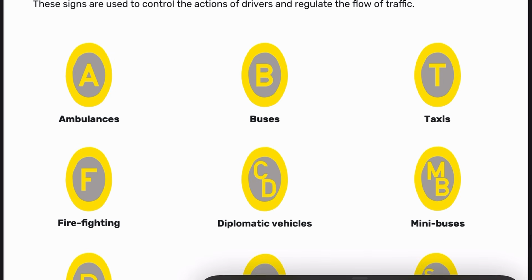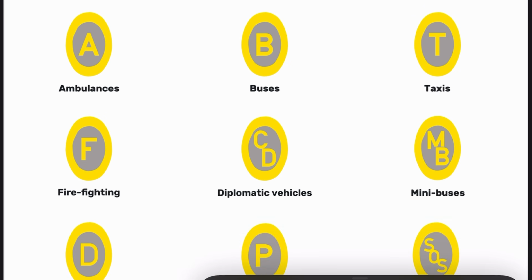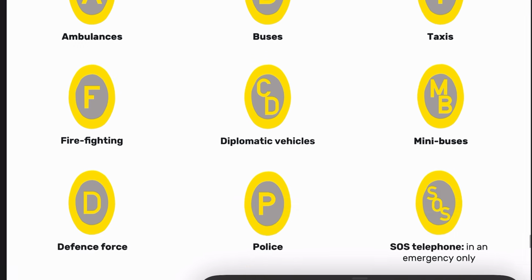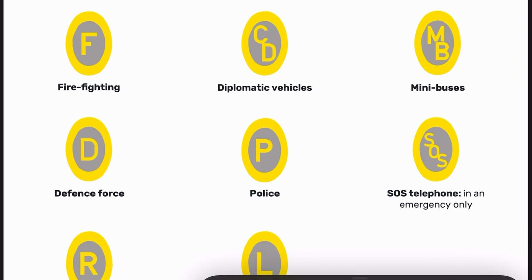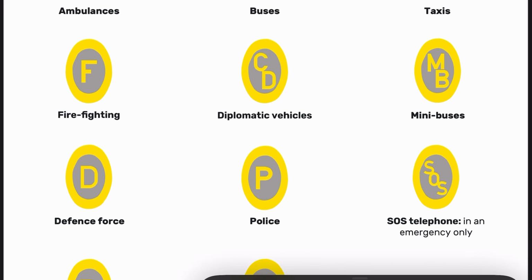Okay. All right. And then you have the exclusive vehicle symbols. So these symbols are for exclusive vehicles, such that A is for ambulance, B for buses, T for taxis, F for firefighting, and so forth. These are exclusive vehicles. Your private vehicle is not an exclusive vehicle. It's just a car. It's your car.